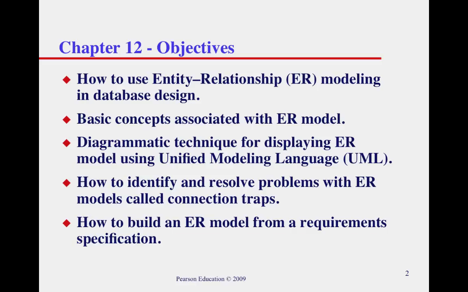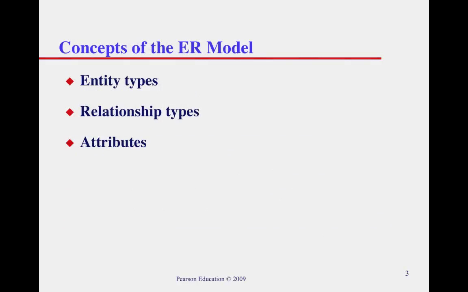Okay, so in the chapter, we're basically getting you used to the diagrammatic technique that's used. And there's a modeling language commonly used called the Unified Modeling Language, or UML. It's used for displaying ER diagrams. And then there's also a couple common problems with ER models called connection traps that we'll talk about today. So the basic concepts in the entity relationship model are entities, relationships, and attributes.